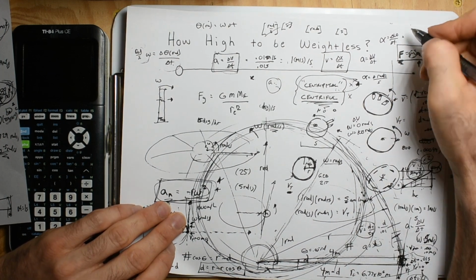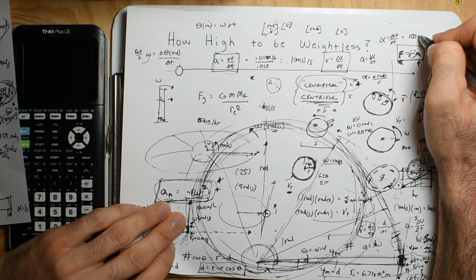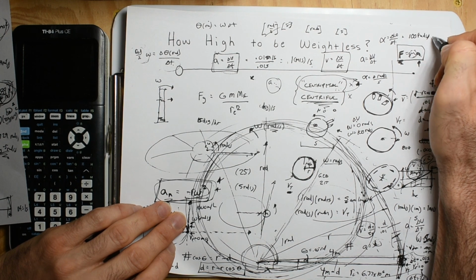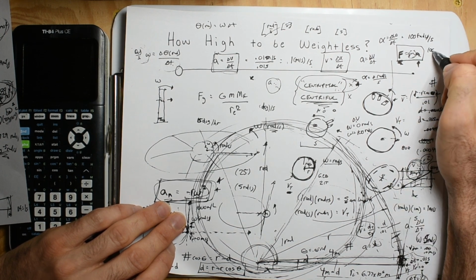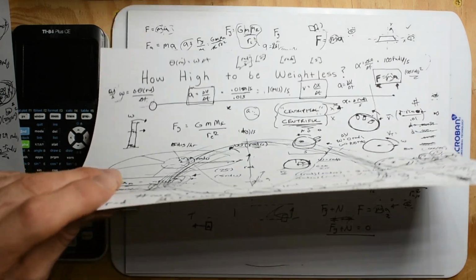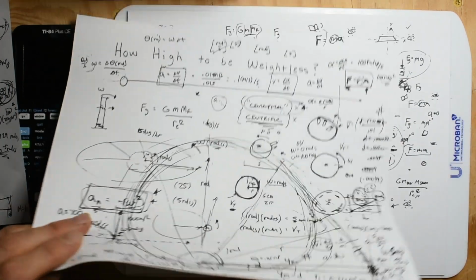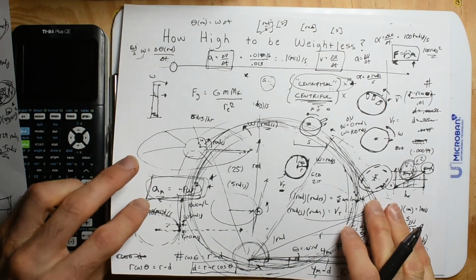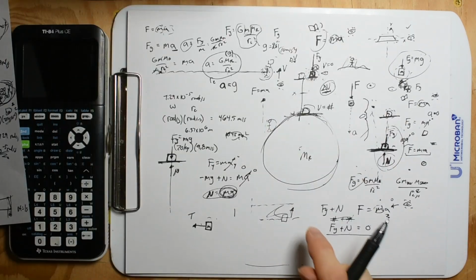So for our example, that's going to have an angular acceleration of 100 radians per second squared. You know what I mean? All right, so that is very useful, if I can remember why we even did that.